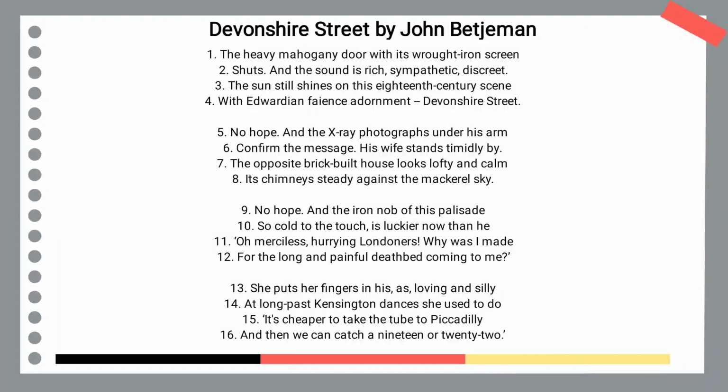The heavy mahogany door with its wrought iron screen shuts, and the sound is rich, sympathetic, discreet. The sun still shines on this 18th century scene with Edwardian faience adornment, Devonshire Street. No hope, and the X-ray photographs under his arm confirm the message. His wife stands timidly by. The opposite brick-built house looks lofty and calm, its chimneys steady against the mackerel sky. No hope, and the iron knob of this palisade, so cold to the touch, is luckier now than he. O merciless hurrying Londoners, why was I made for the long and painful deathbed coming to me? She puts her fingers in his as loving and silly, at long past Kensington dances she used to do. It's cheaper to take the tube to Piccadilly, and then we can catch a 19th or 22.